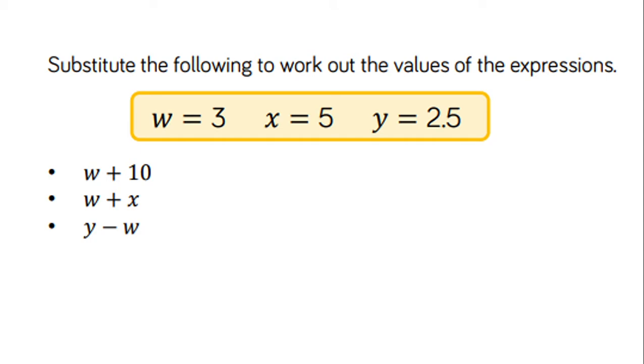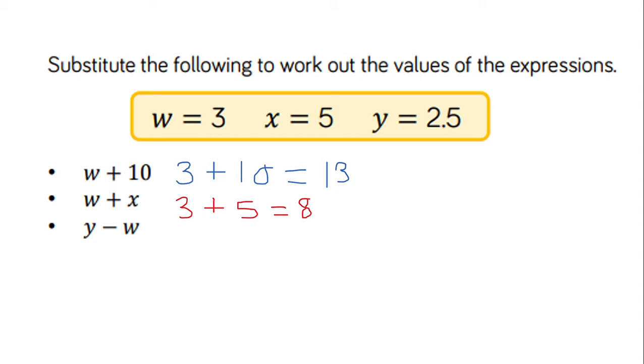Okay, next question. Substitute the following to work out the values of the expressions. Work out these expressions when w equals 3, x equals 5, and y equals 2.5. Have a little go at these and pause the video now, please. Okay, first question, w plus 10. Well, I can substitute the w for 3. I know that 3 plus 10 equals 13. Second one, w plus x. I substitute the w for 3 and the x for 5, and I end up doing 3 plus 5, which equals 8. 8 is the value of that expression.